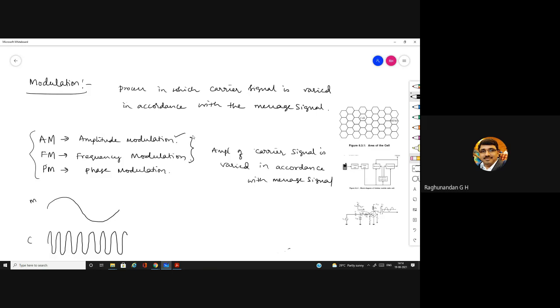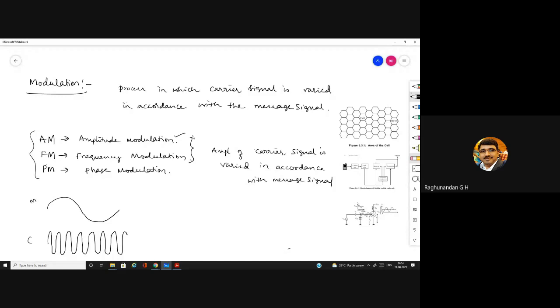Among these two, which is having higher frequency? Carrier. How are you telling it is carrier? Number of cycles per second is higher. Good. Number of cycles per second is higher. So this is having higher frequency.